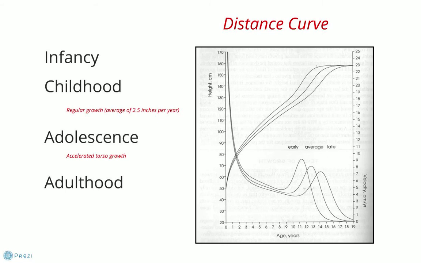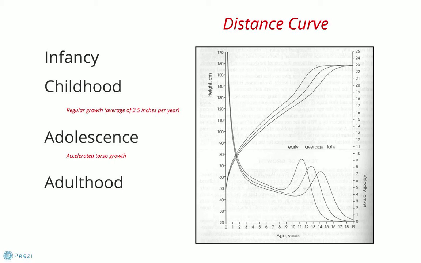Infancy, which lasts for the first 2 years of growth, is characterized by relatively rapid growth that typically levels off around 2 years of age. Childhood is typically between the ages of 2 and 11 or 12, depending on the beginning of the adolescent growth spurt. But childhood growth is very regular. On average, children grow about 2.5 inches per year during childhood and grow relatively equally in both the upper body and the lower body.